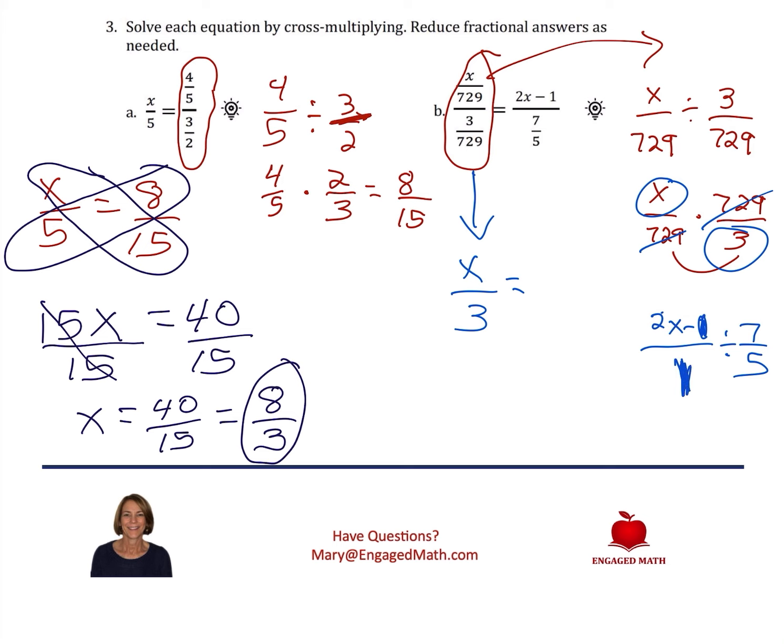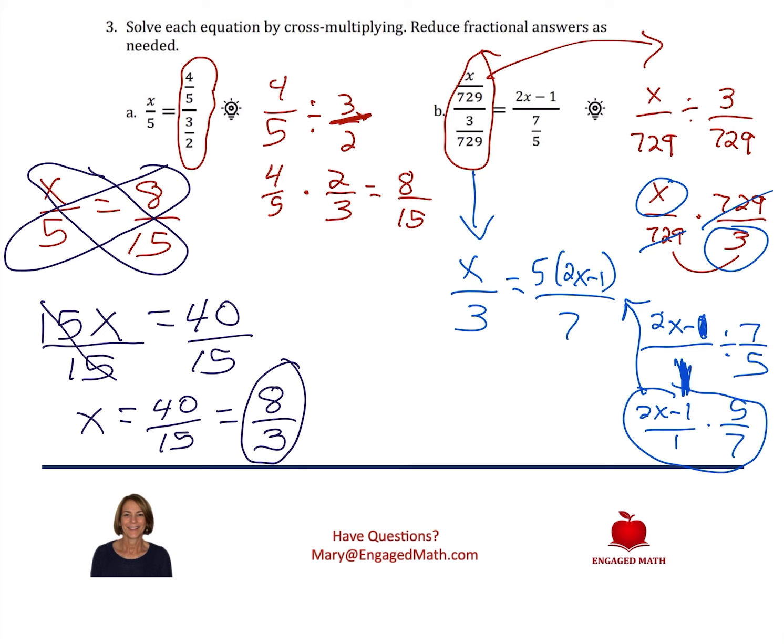So on the right-hand side, we can do our keep, change, flip. So it's 2x minus 1 over 1 times 5 over 7, which is really 5 times the quantity 2x minus 1 over 7. So all of this on the right became 5 times the quantity 2x minus 1 over 7. Now I'm going to cross multiply one more time.